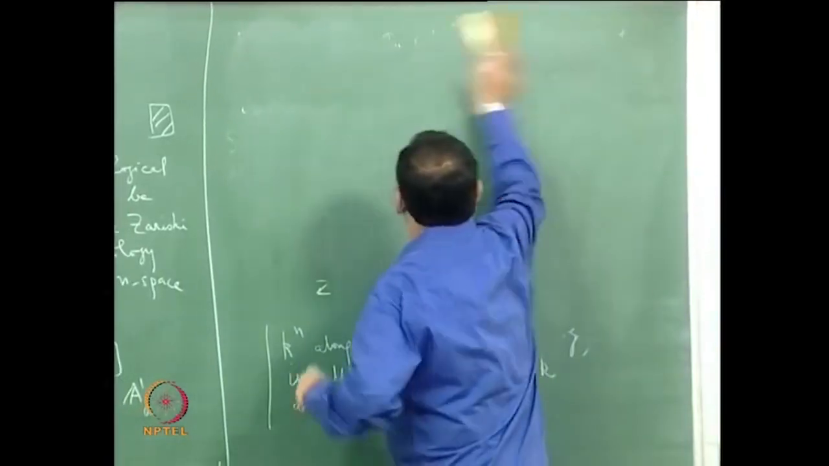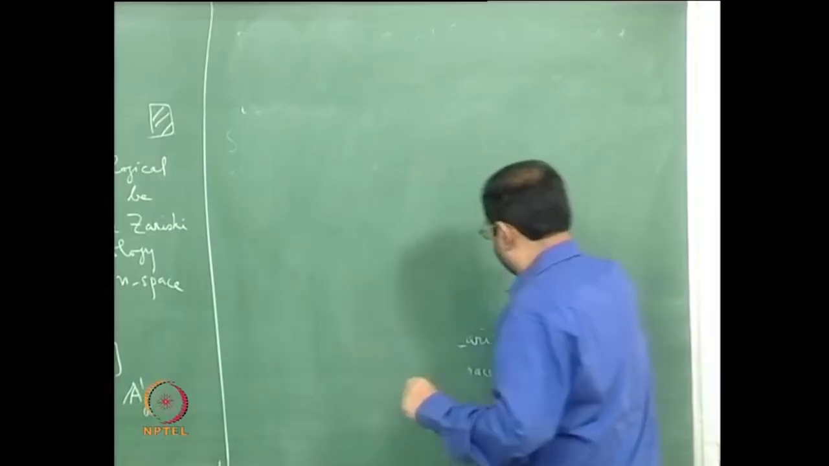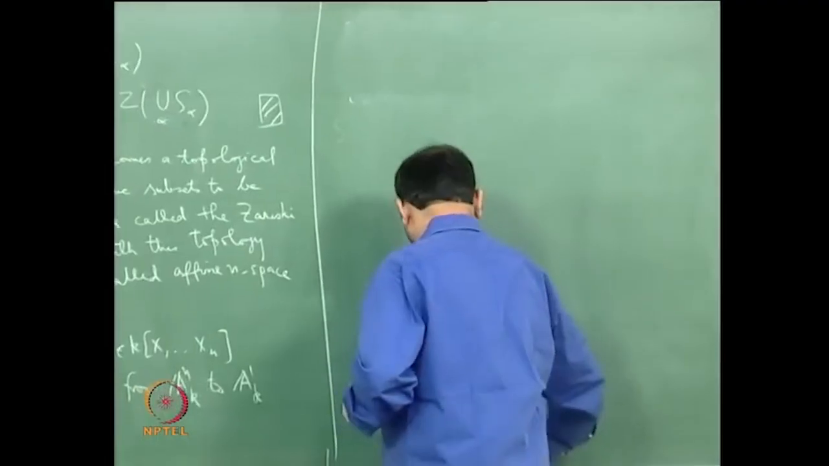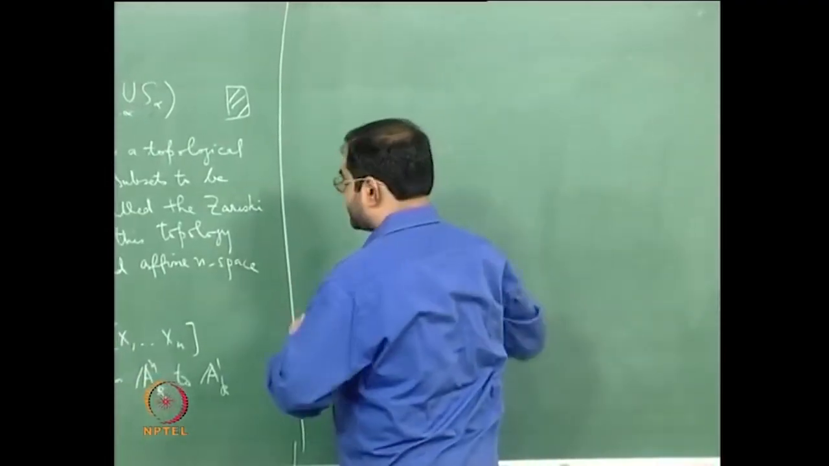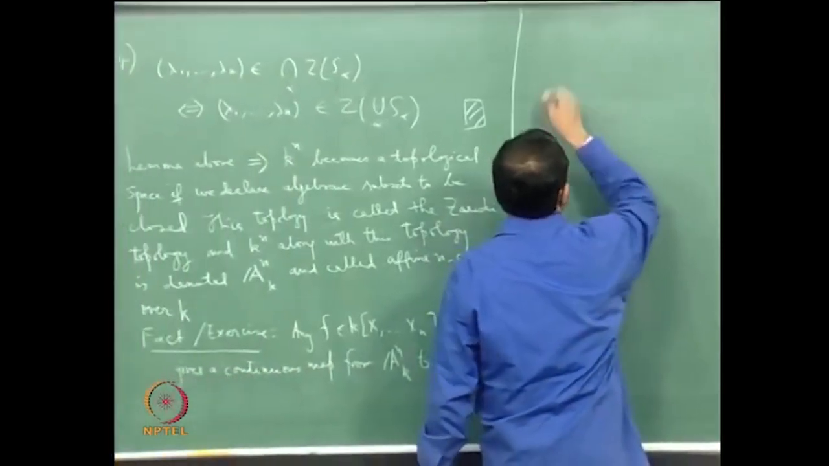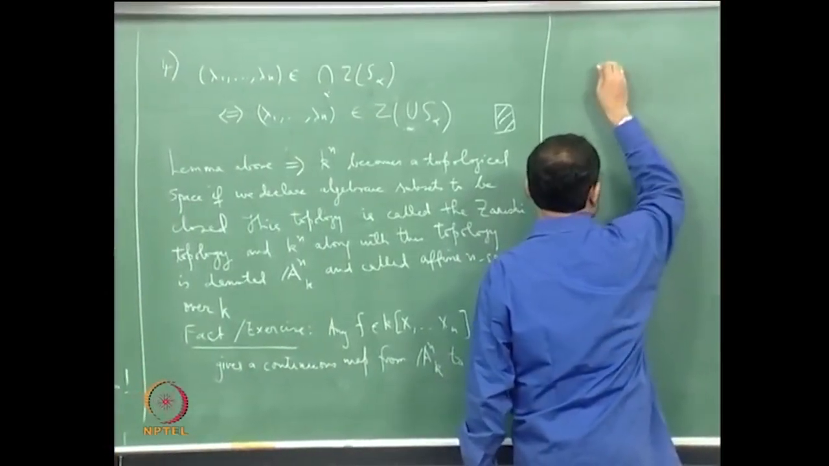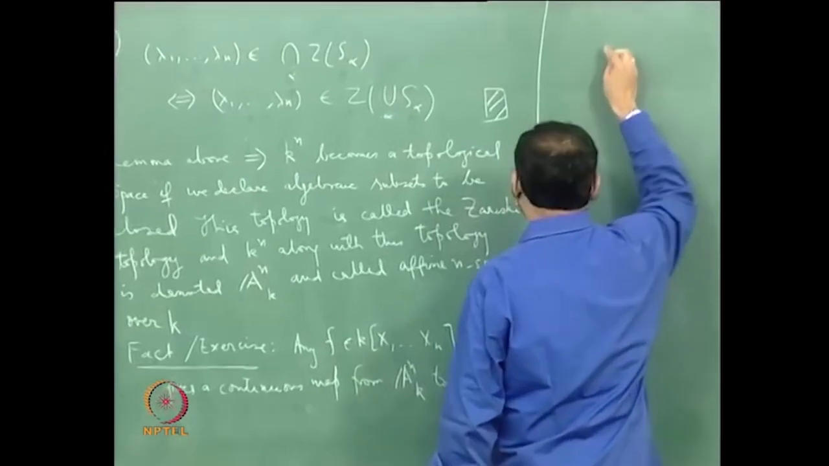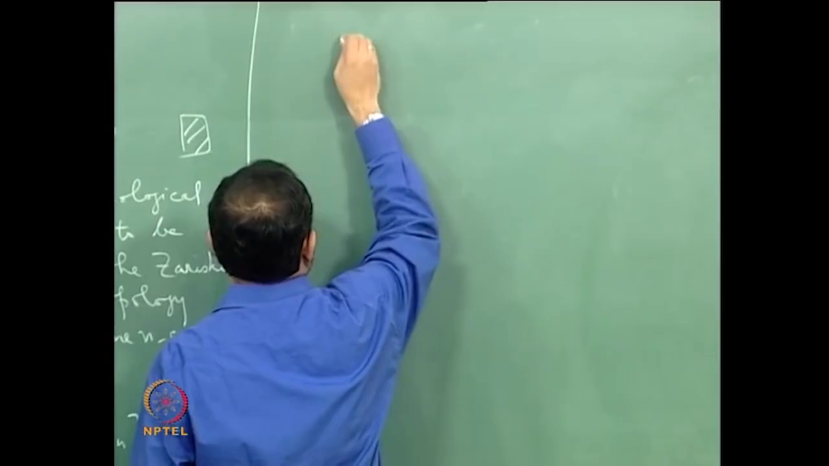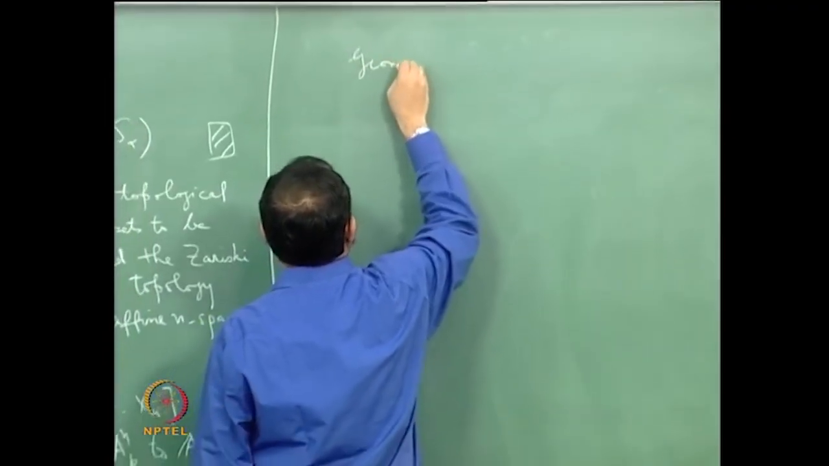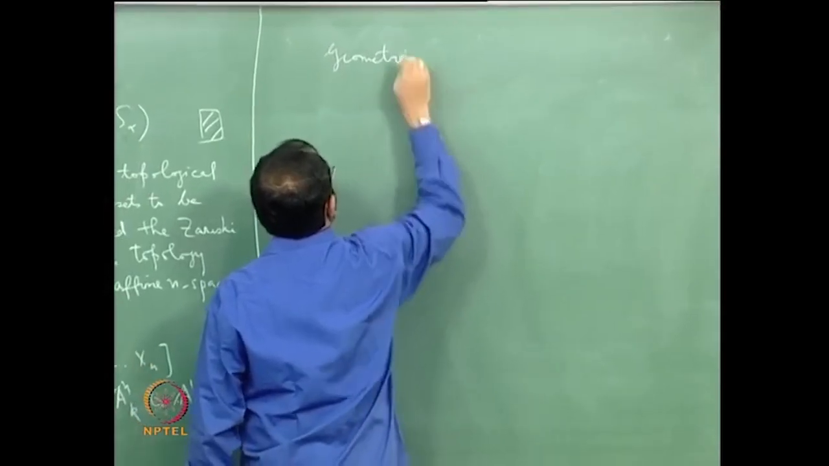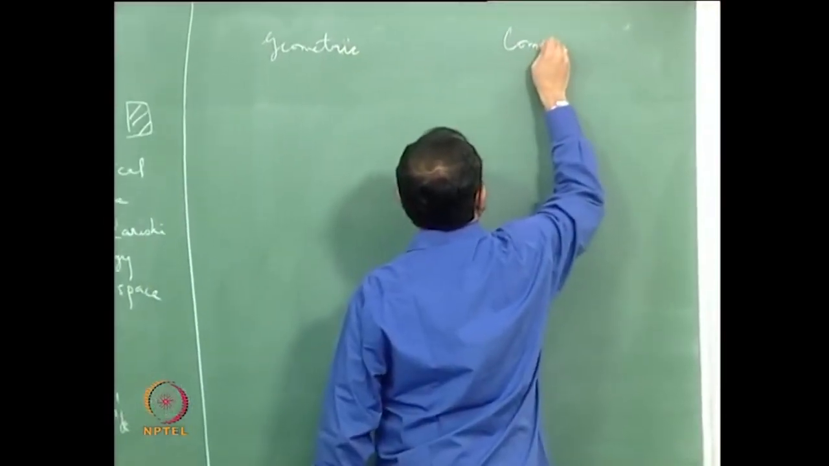Okay, so the next point I want to make, I think I will need this diagram again, so let me again draw the diagram. I'll keep needing the diagram again and again. So here, this is the geometric side and this is the commutative algebraic side.